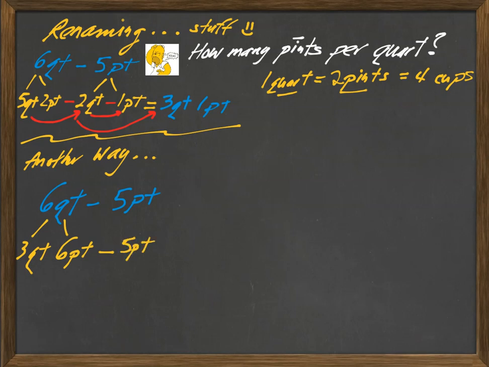So the restated 6 quarts is 3 quarts and 6 pints. I'm subtracting the 5 pints, and I'm going to get the same answer: 3 quarts and 1 pint.